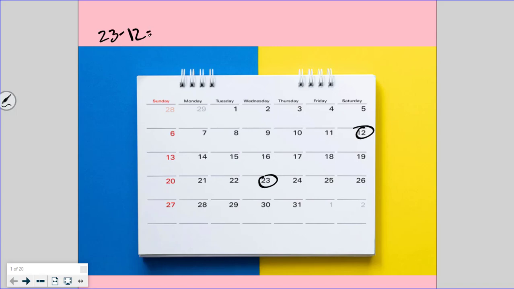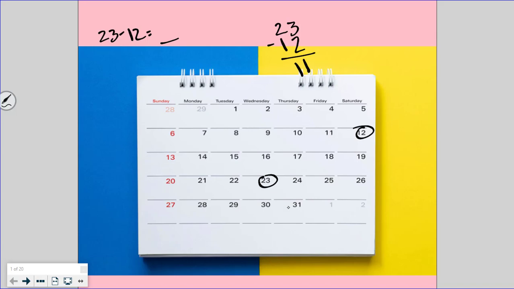Because we can't put 12 first, we're going to rewrite it: 23 take away 12. 3 take away 2 is 1. 2 take away 1 is 1. And so there it is. Our difference is 11, so there's a difference of 11 days.